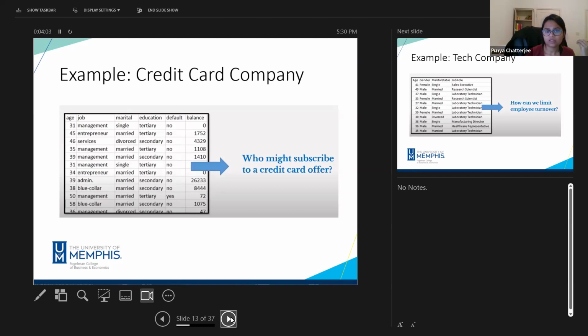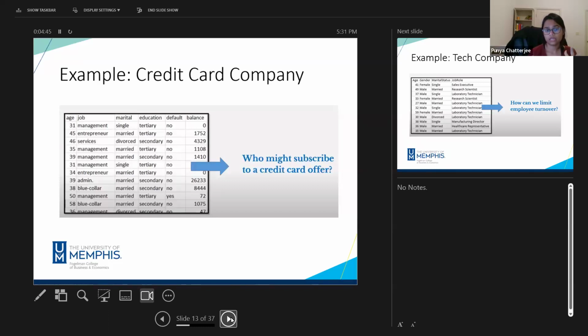So what they do, and they have a rigorous marketing team to look at these things, is look at demographic data or whatever data is available to see who might subscribe to a credit card offer. For example, they might have data on your age, the kind of job you do, your marital status, your education, whether there was a credit card default before, and your current total credit card balance. Of course, these last two will not be available for everyone, but maybe if you already have a Citibank account and Citibank is trying to send you another credit card offer, they have these last two columns of data as well.